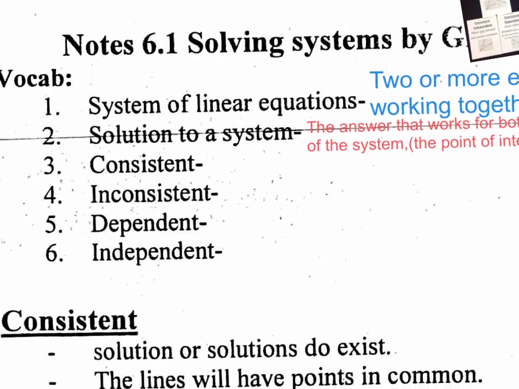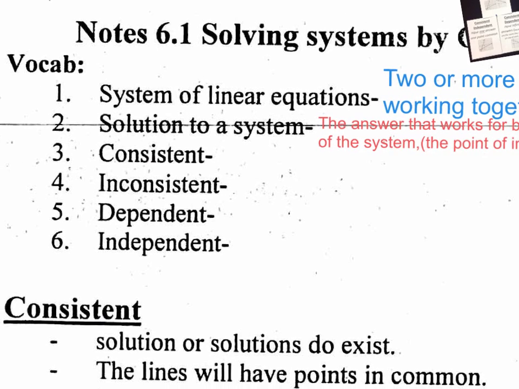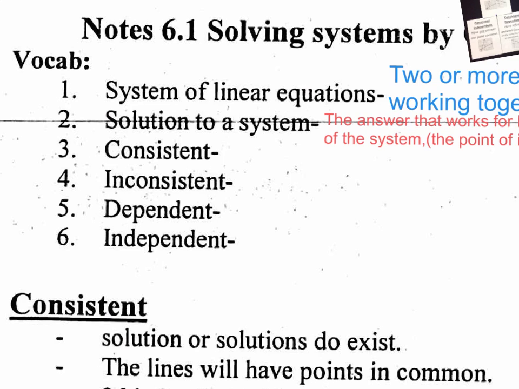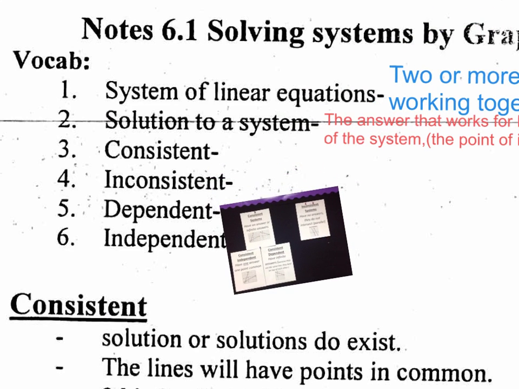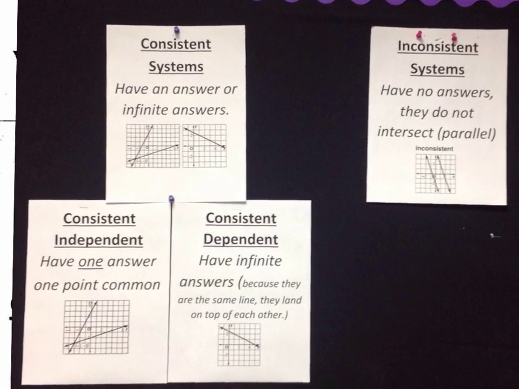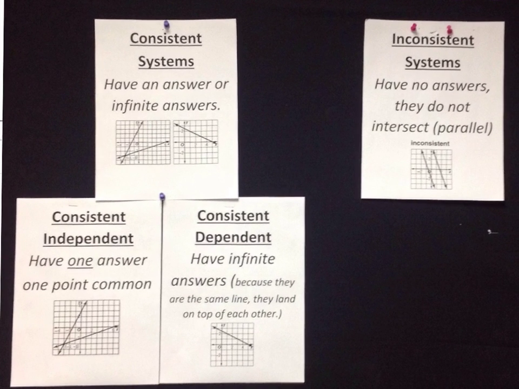So the next vocab words: consistent, inconsistent, dependent, and independent. Well, let's first look at the wall on the left side over there. You're going to see this picture. If we take a look at this picture, a system is either going to be consistent or inconsistent, okay? So on the wall it says consistent systems. Now, what does consistent mean? Consistent means that it has answers. Inconsistent means that it has no answers, okay?